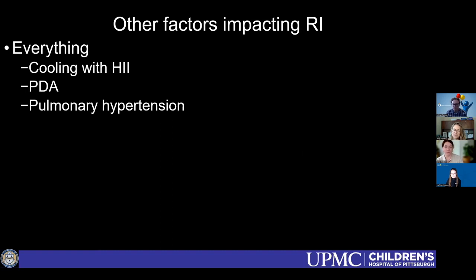Similarly, pulmonary hypertension can impact the ACA-RI. So I would love your thoughts about how you handle these cases. Do you routinely get ACA tracings just for specific indications?